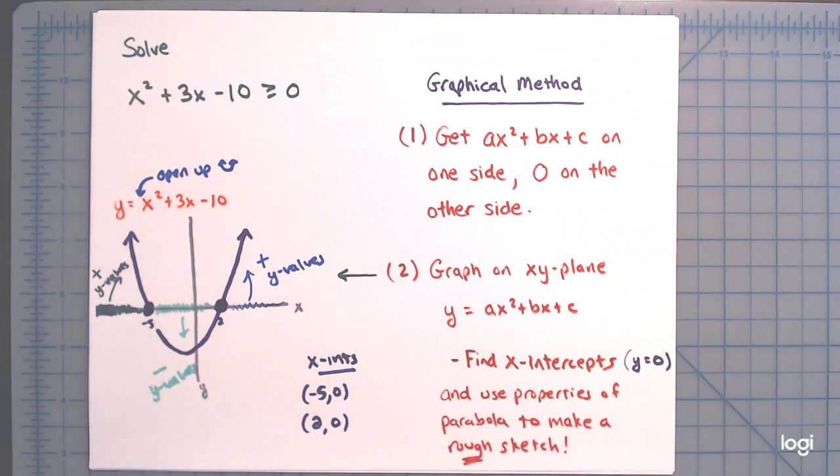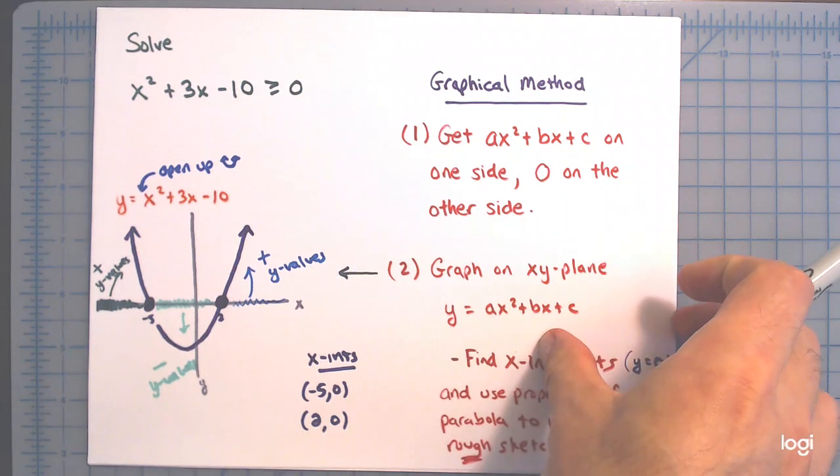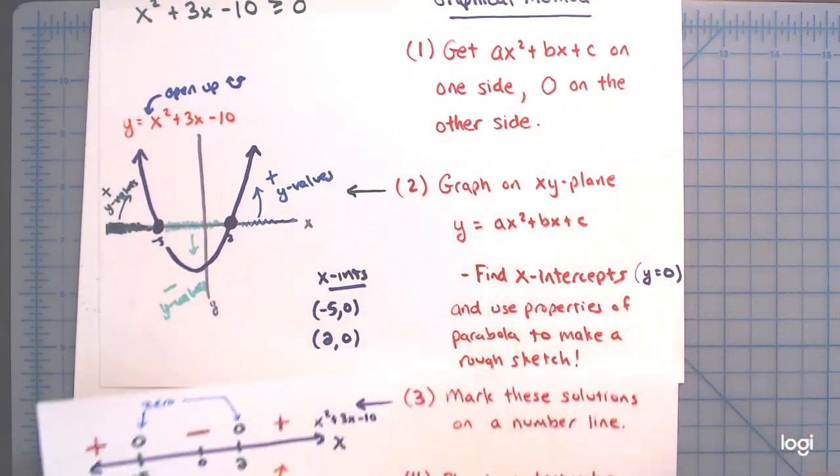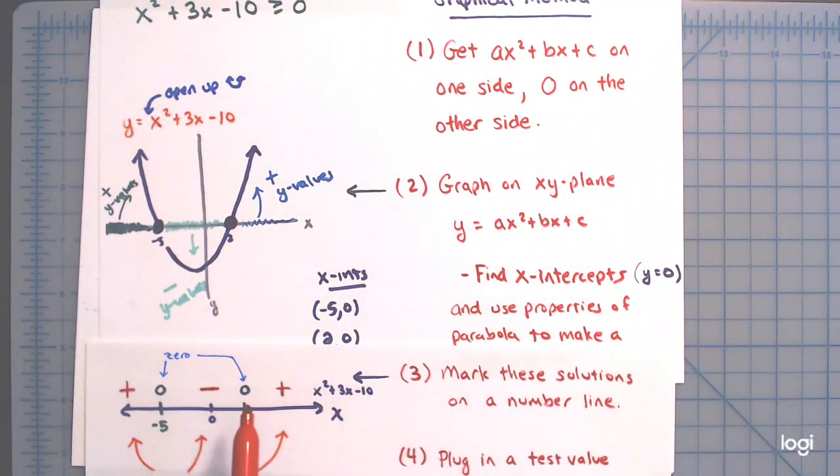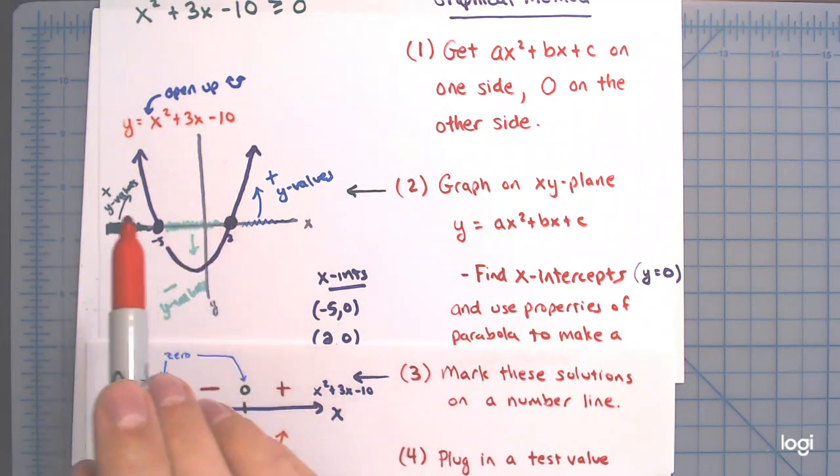Alright, so look at how this compares to my number line from earlier. Remember, this was back when I was doing that algebraic method, so many minutes ago. I had this number line up where I had a plus sign above the numbers to the left of negative 5, a minus sign above the numbers between negative 5 and 2, and a plus sign above the numbers to the right of 2. That's exactly what's happening in this picture.